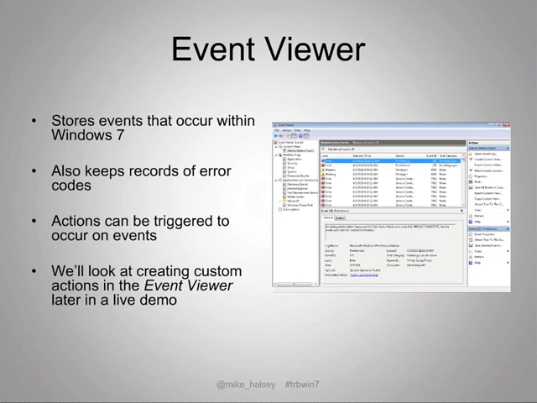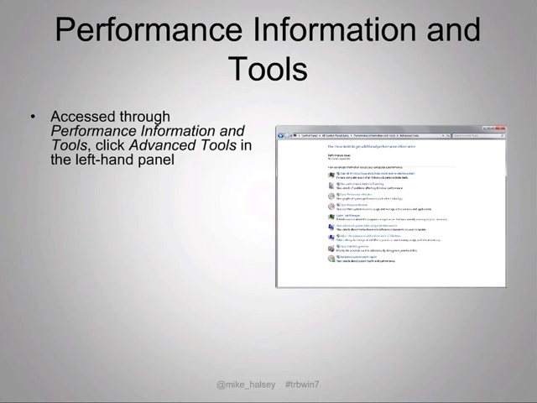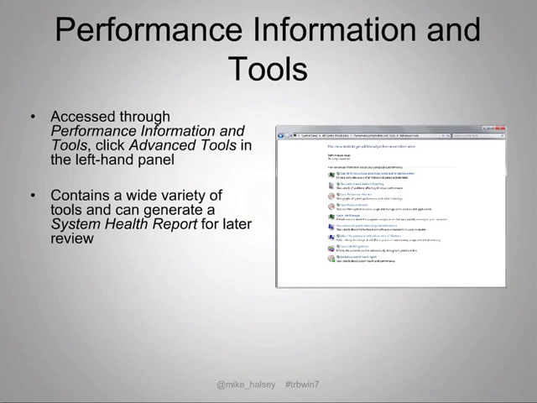Now, performance information and tools can provide huge swathes of information, and this is something else we're going to have a look at. You access it by clicking Advanced Tools here in Performance Information and Tools, which you can access from the control panel. Typing performance into the search box in the Start menu will get you there as well. There's a wide variety of tools, including a system health report, which is very, very useful for taking away and looking at afterwards.